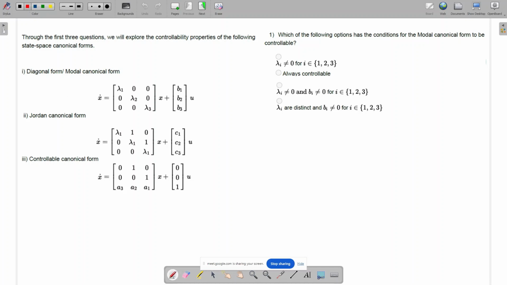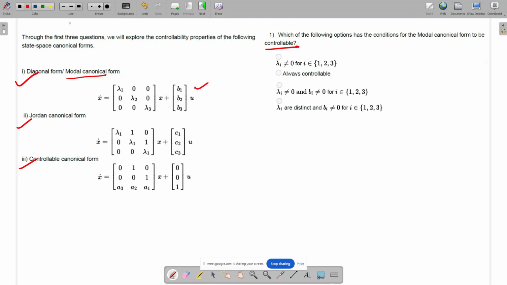So three types of matrix are given here. First one is diagonal or modal canonical form, second one is Jordan, and third one is controllable canonical form. This question is related to the first matrix, the diagonal modal canonical form. The question is, which of the following options has the condition for the modal canonical form to be controllable? So these four options are there, and which will satisfy such that this will be in the controllable form.